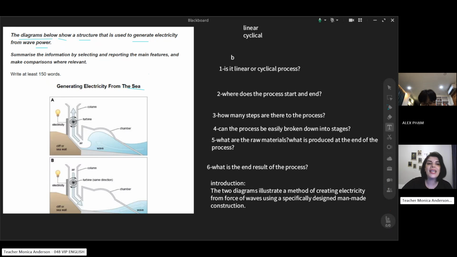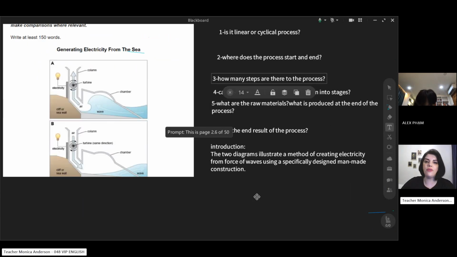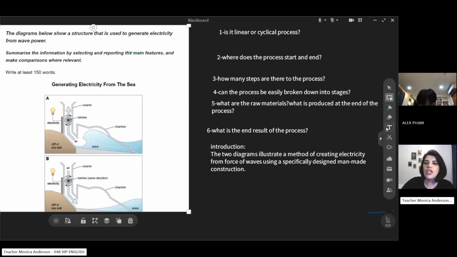Now it's time to write main features. First of all, tell me how many stages you can see in these two? Two, of course, right. So let's write stage one. They are key, important. So I want to write my stages. Stage one. Okay, what is that?